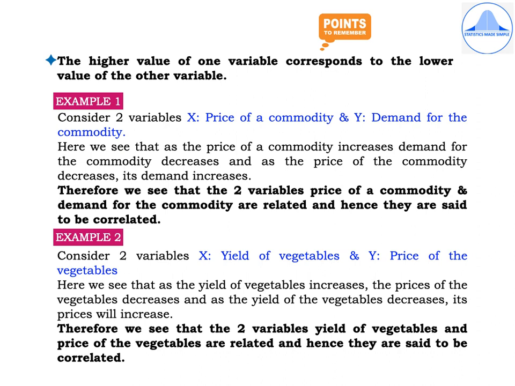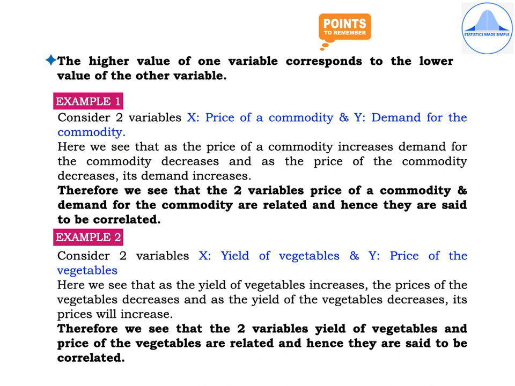The second condition is the higher value of one variable corresponds to the lower value of the other variable. First example, consider two variables. X denotes price of a commodity and y denotes demand for the commodity. Here we see that as the price of a commodity increases, demand for the commodity decreases, and as the price of a commodity decreases, its demand increases. Therefore, we see that the two variables, price of a commodity and demand for the commodity, are related and hence they are said to be correlated.